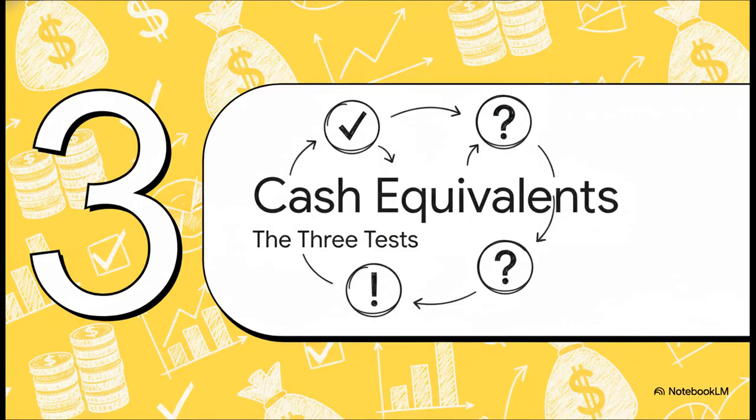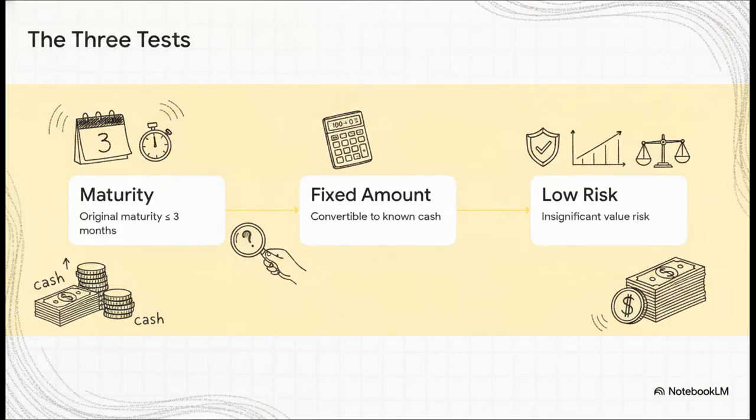Moving on to Category 2, cash equivalents, and the 3 strict tests. Cash equivalents are short-term investments that are so incredibly liquid and stable, they act basically just like cash. But to earn this label, an instrument has to survive a rigorous gauntlet. Specifically, it must pass all 3 of these sequential tests. Test 1, an original maturity of 3 months or less. Test 2, it has to be readily convertible to a known, fixed amount of cash, meaning you know exactly what you're getting when you cash it in. And Test 3, an insignificant risk of change in value. Failing even a single one of these completely disqualifies the instrument.